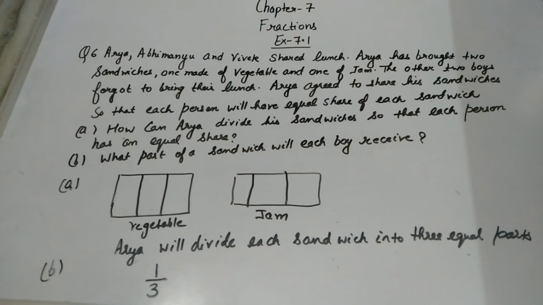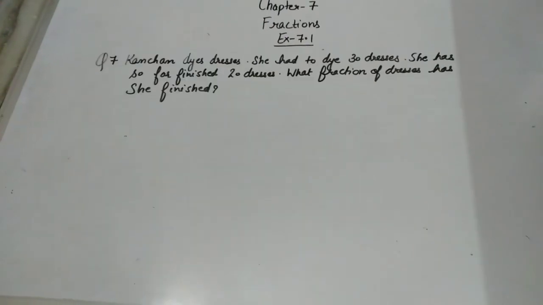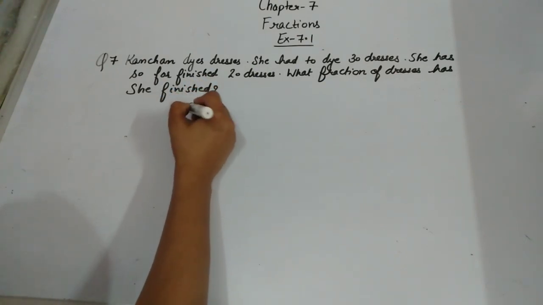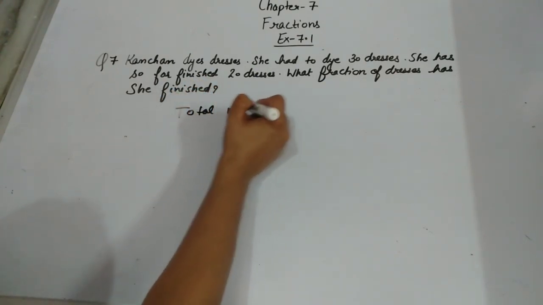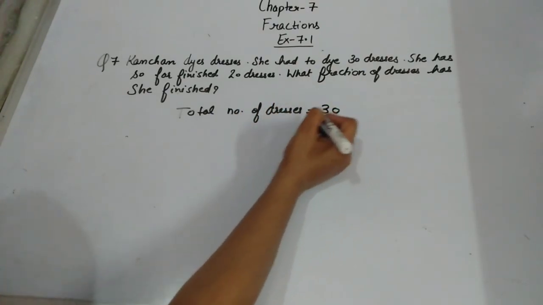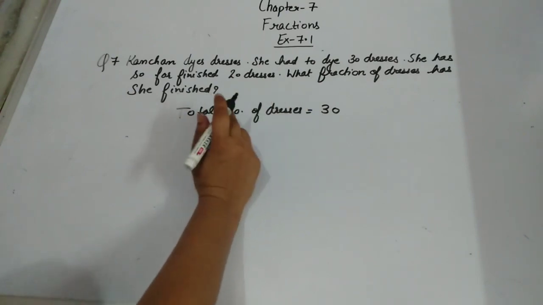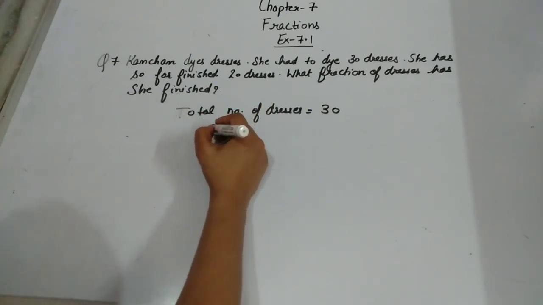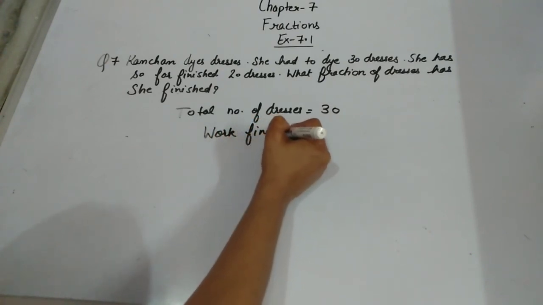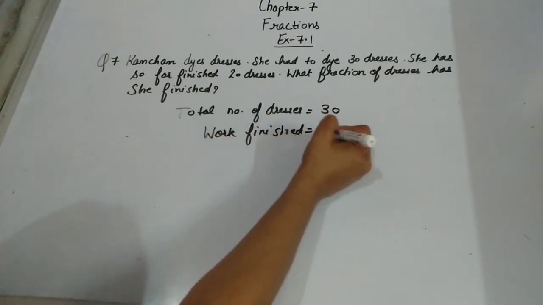Let us move on to question number 7. Question number 7 is, Kanchan dyes dresses. She had to dye 30 dresses. So the total number of dresses she had to dye is equal to 30. She has so far finished 20 dresses. So how much is the finished work? Work finished is 20 dresses.